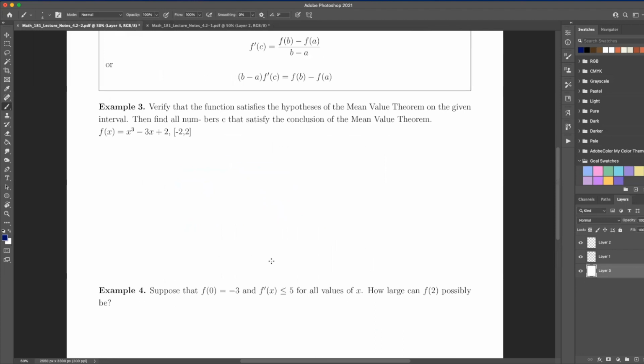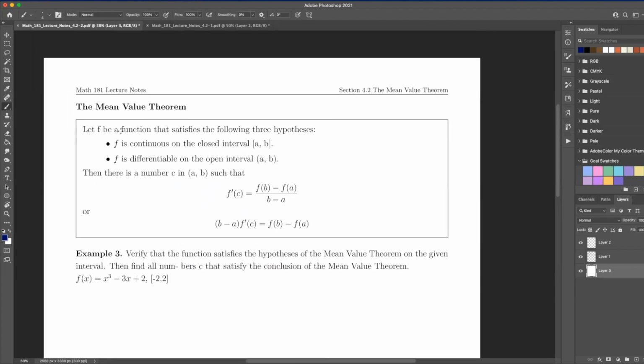All right, so here's the more popular version. We call this the mean value theorem. Let a function satisfy the following hypotheses. The first thing is the same as before: f is continuous in the closed interval, and 2, f is differentiable in the open interval. Basically what it says is that there is a number c in a and b such that the derivative at c is equal to the average rate of change. And this right here is the average rate of change.